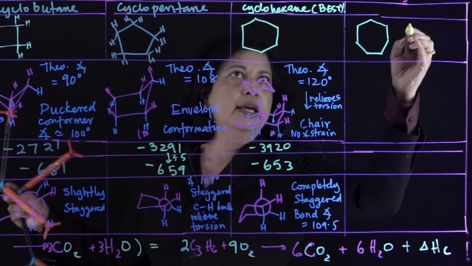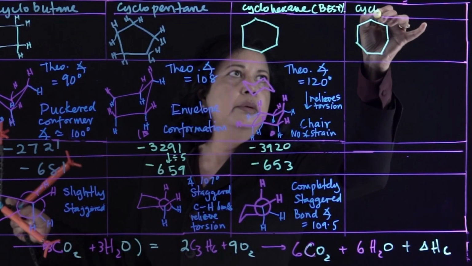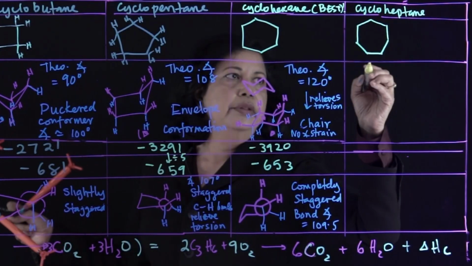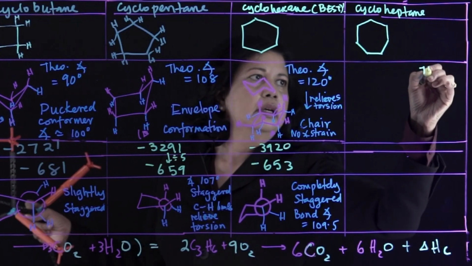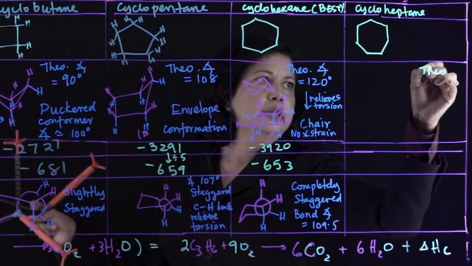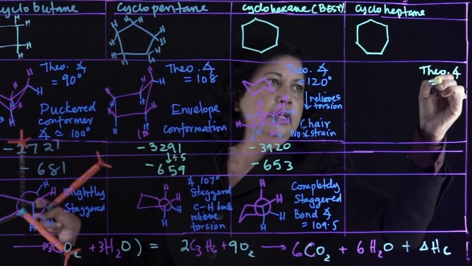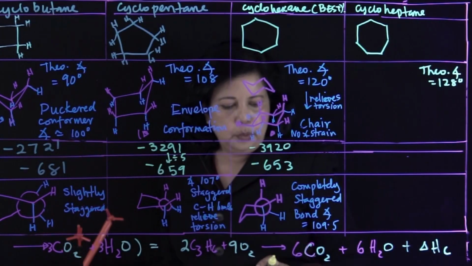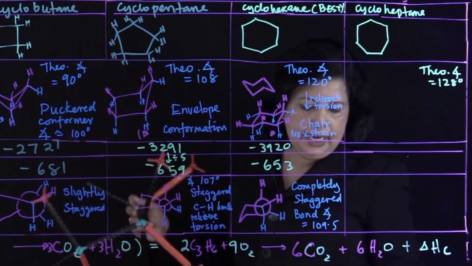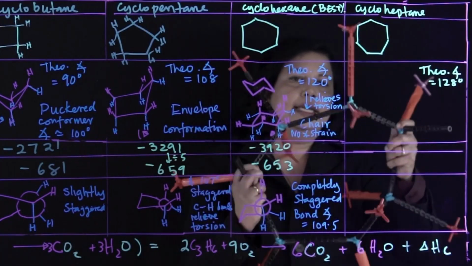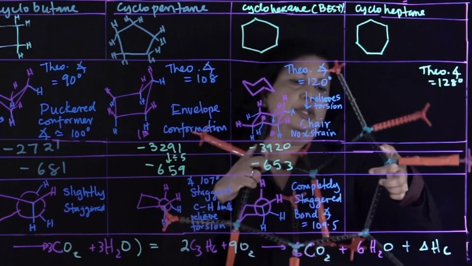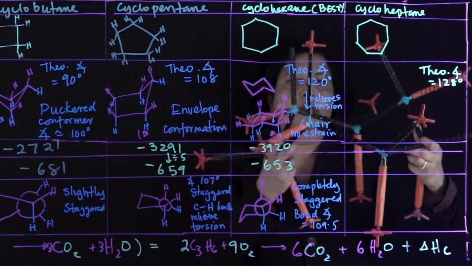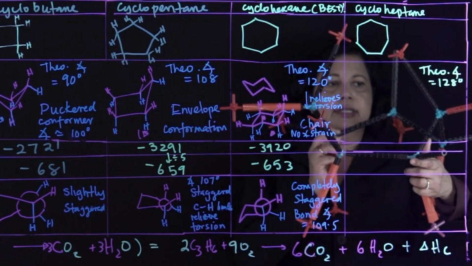So now the angle in a cycloheptane, the theoretical angle, is going to be 128 degrees. So it's going to be way more than the ring can handle. So it's never going to be flat like this. It's just going to be puckering here and going into a lot of different conformations.